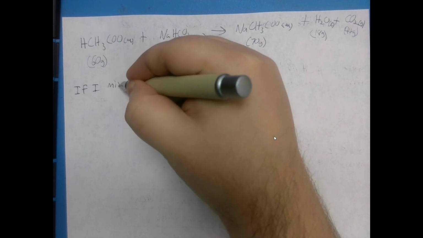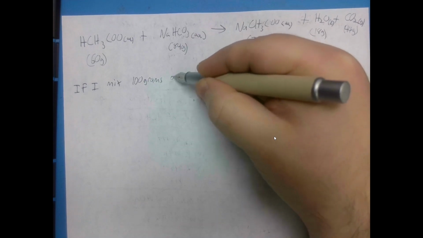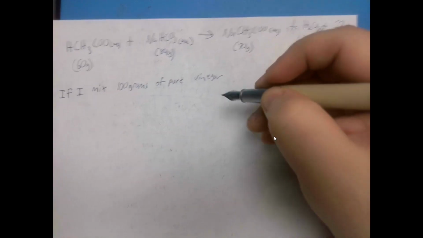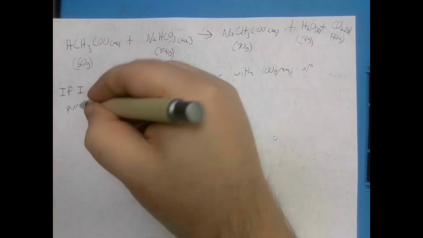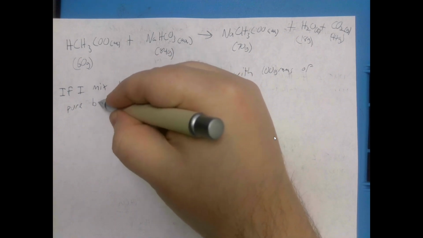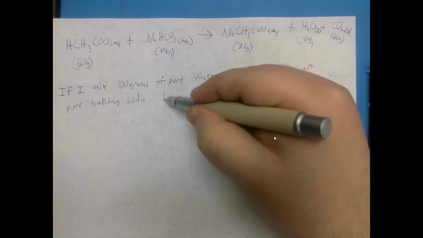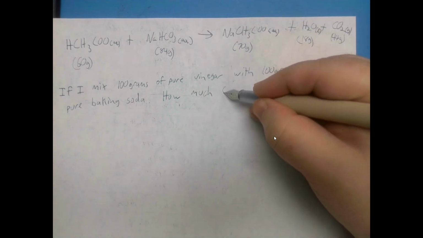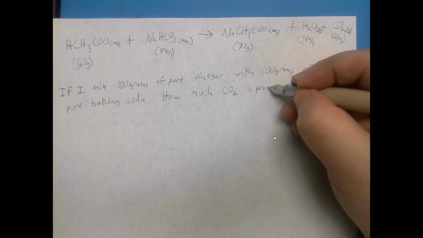If I mix 100 grams of pure vinegar with 100 grams of pure baking soda, how much CO2 is produced? And I'm just going to solve it for all of them.